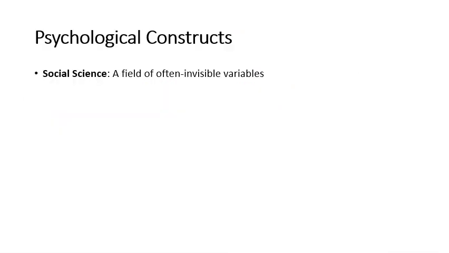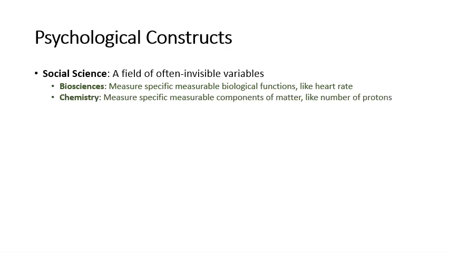So in psychology, we often measure psychological constructs. And social science is in fact a field where our variables are often invisible. We can't just count them like we have in the previous ideas. So think about biosciences. In biosciences, they measure specific measurable biological functions like heart rate, blood pressure, weight, things like that. Chemistry. They measure specific measurable components of matter like number of protons. Economics, they measure specific measurable indicators like income.